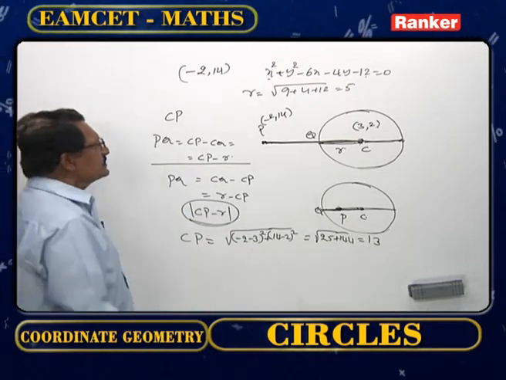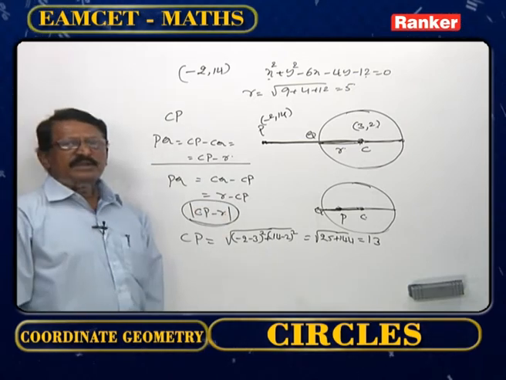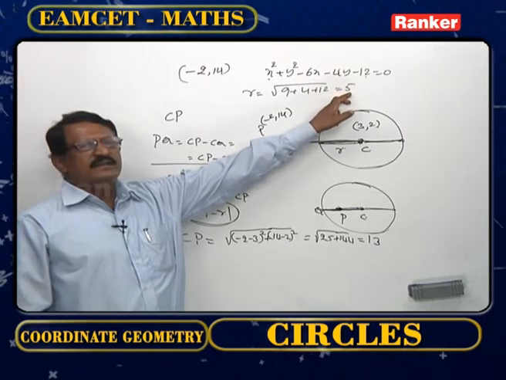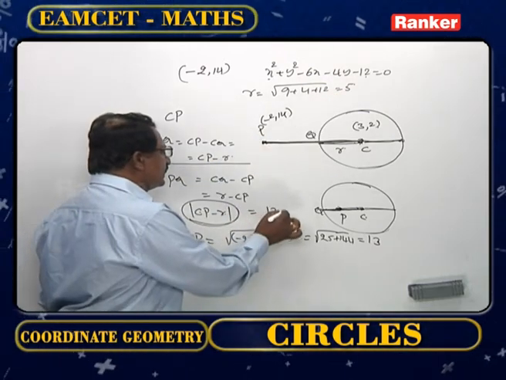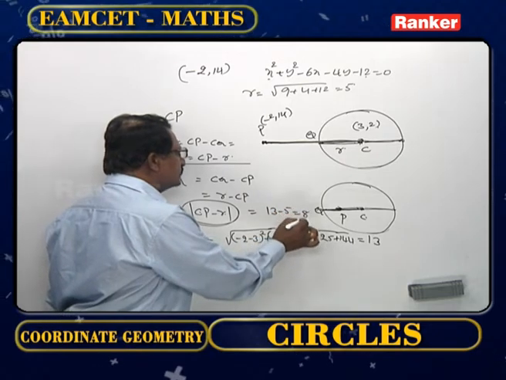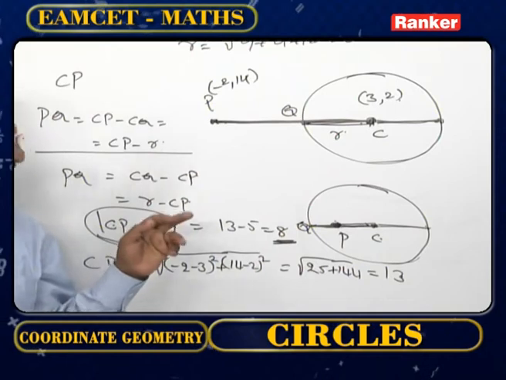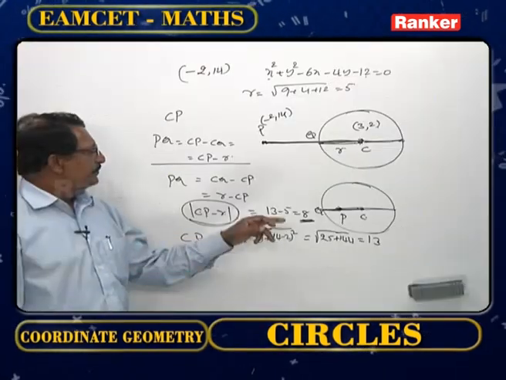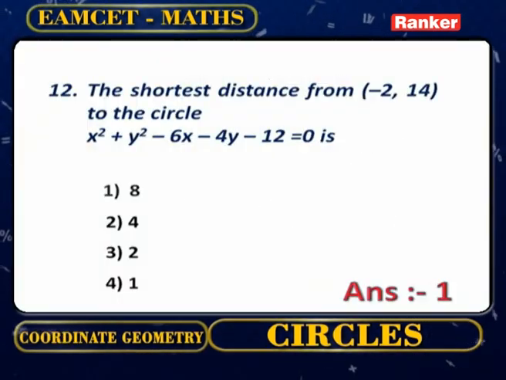The required shortest distance is nothing but CP minus R, but CP equals 13 and the radius of the circle is 5. CP minus R equals 13 minus 5 equals 8. So the shortest distance equals 8. Similarly, the greatest distance CP plus R is 13 plus 5, which gives 18. Since the shortest distance equals 8, the first option is correct.